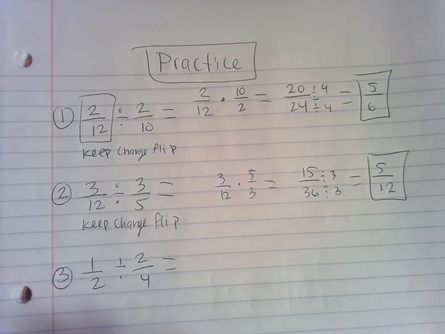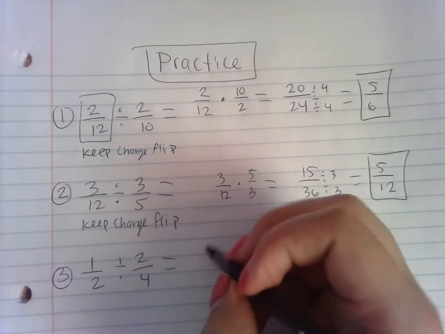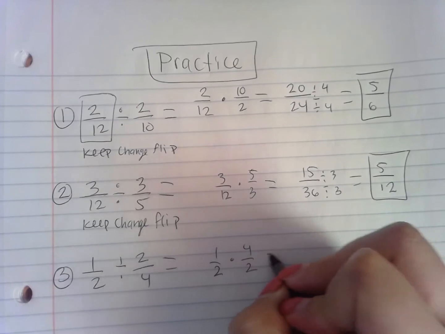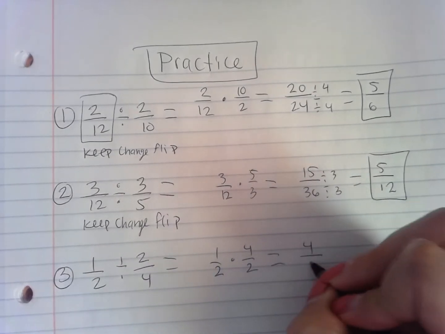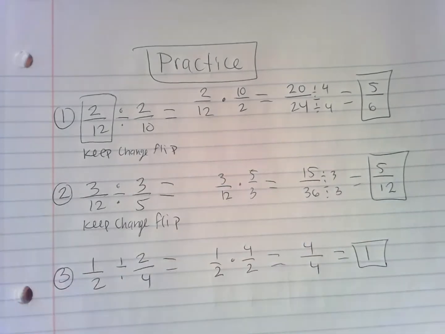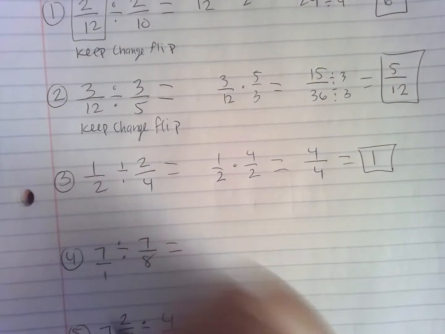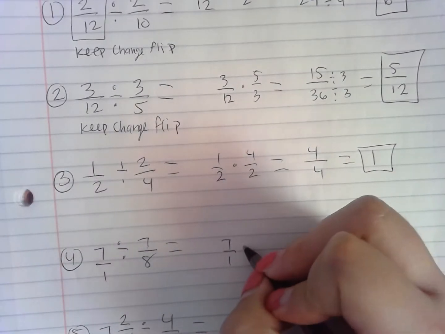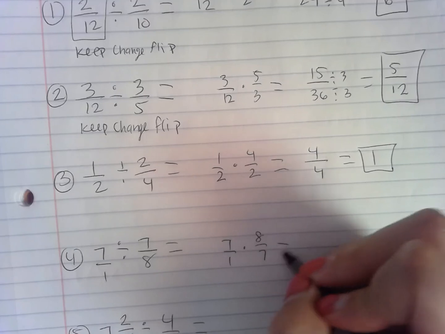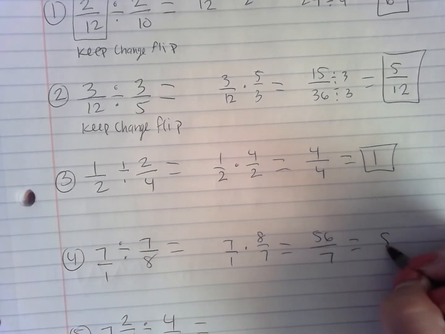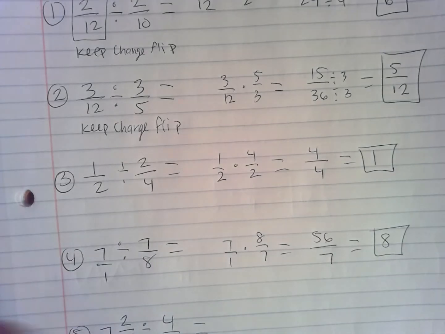So, number 3, keep, change, flip, multiply. 4/4, and that's just going to leave me with 1. Number 4, remember if you have a whole number, put it over 1. You're going to keep, change, and flip. That's going to give me 56/7, which will just give me 8.